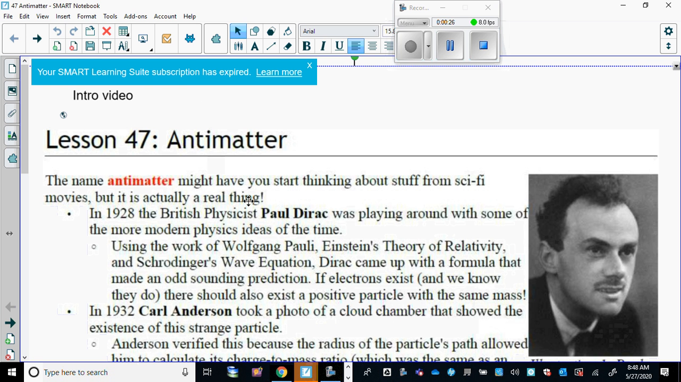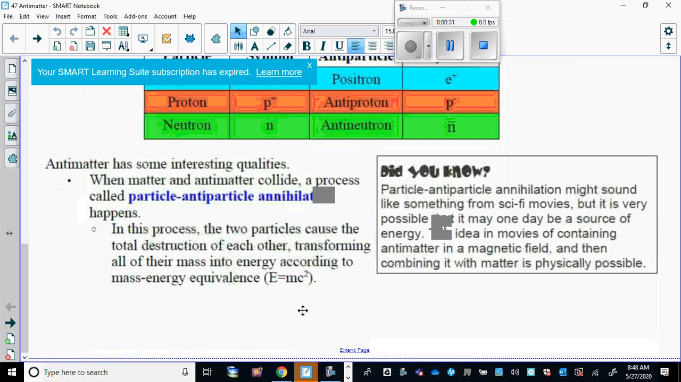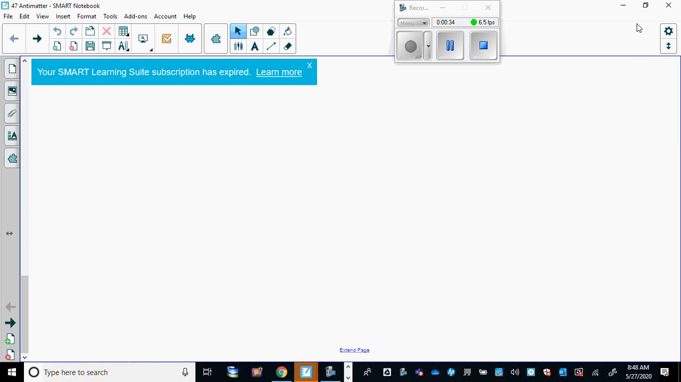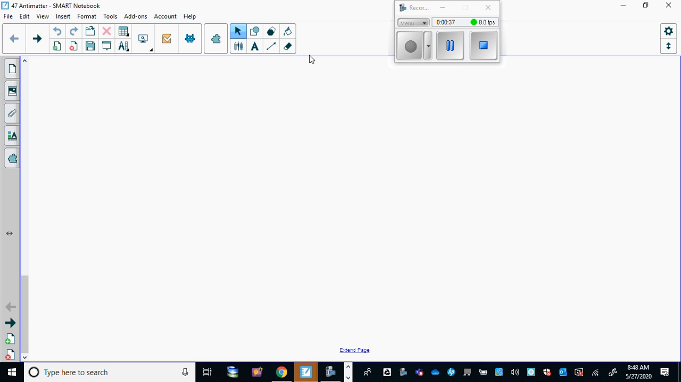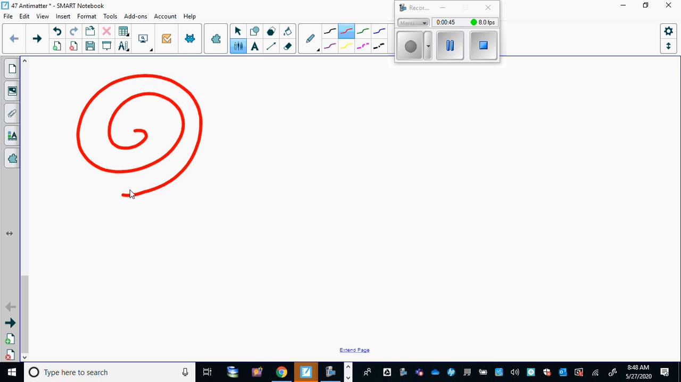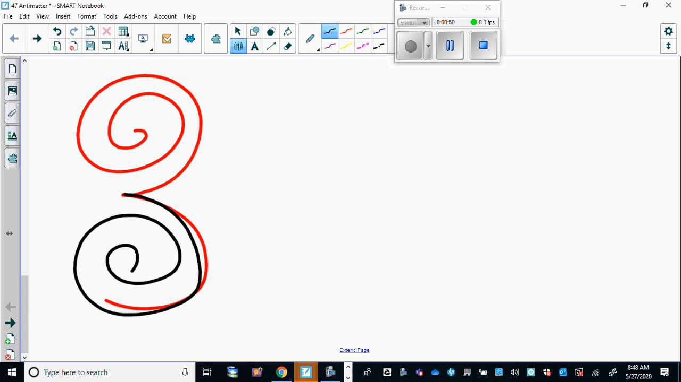But in the last lesson, I left you kind of hanging a little bit, kind of intentionally. Let's just talk about that. In the last lesson, we talked about cloud and bubble chambers, and in the example that we did, we had something with no charge producing an electron and a positron, with the positron being an anti-electron.